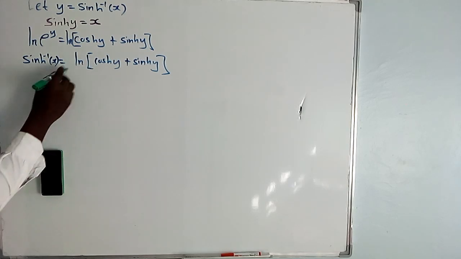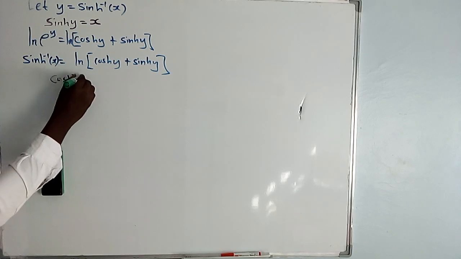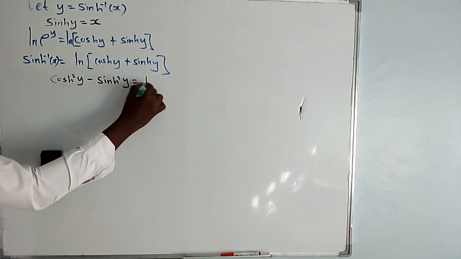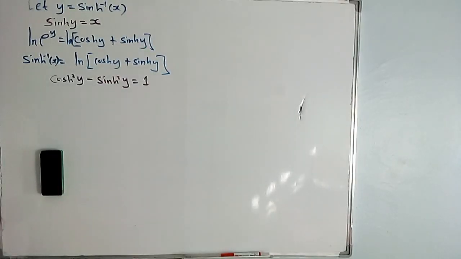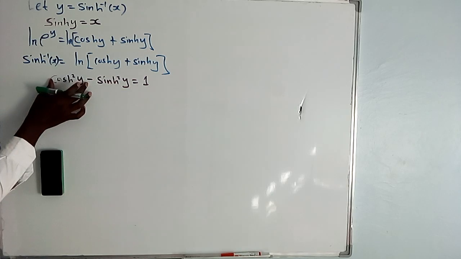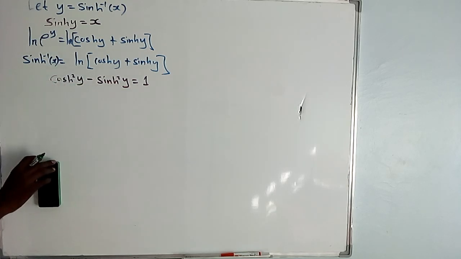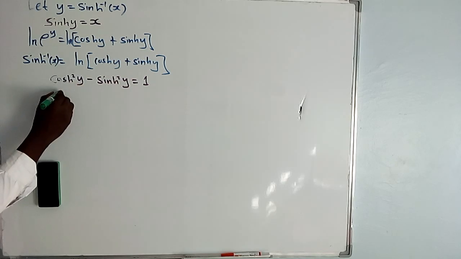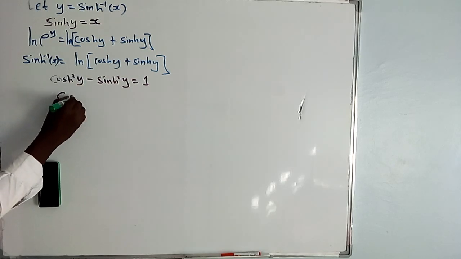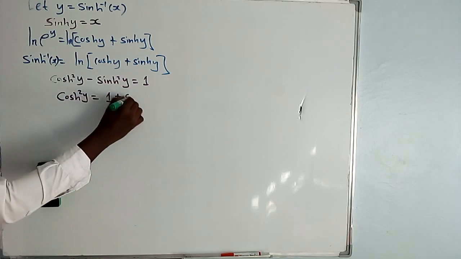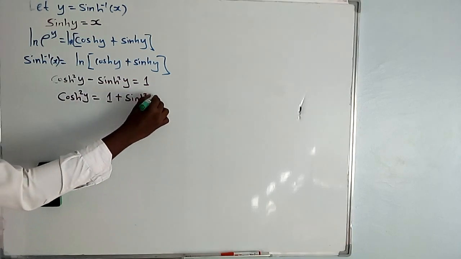And Pythagorean hyperbolic identity, we have cos squared y minus sin squared y is equals to 1, isn't it? So from top there we have sin y is x. So if we have sin y, it means it is cos y we are looking for, isn't it? So if it is cos y we are looking for, we make cos y the subject of the formula, isn't it? So we'll have cos squared y is 1 plus sin squared y, isn't it?